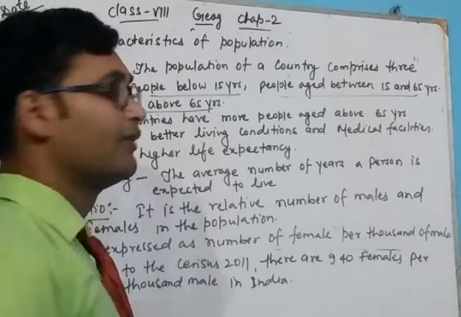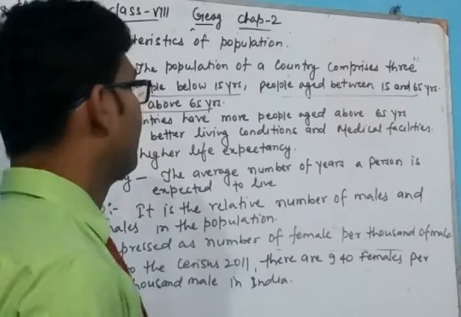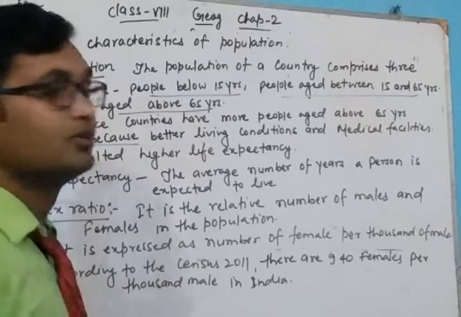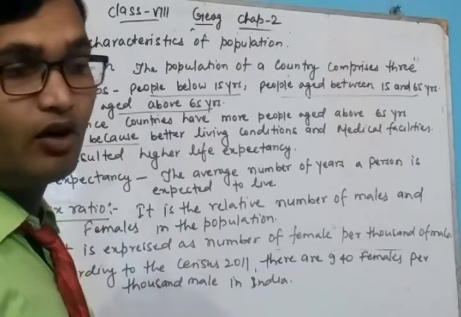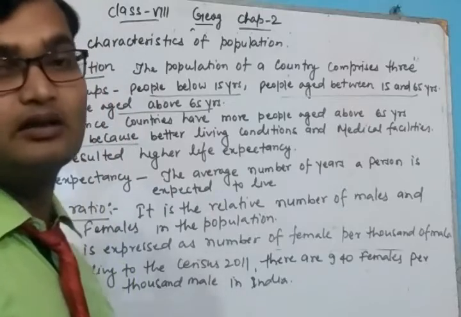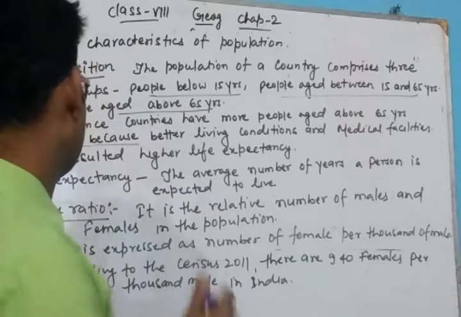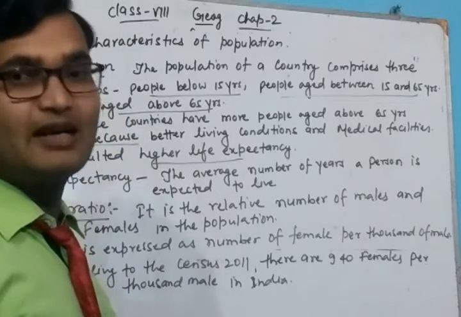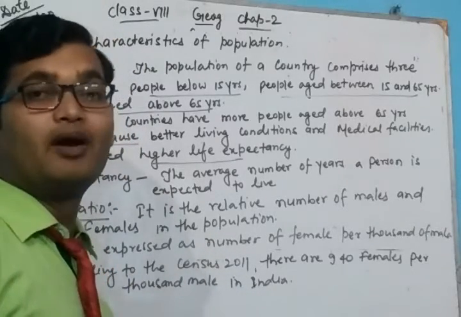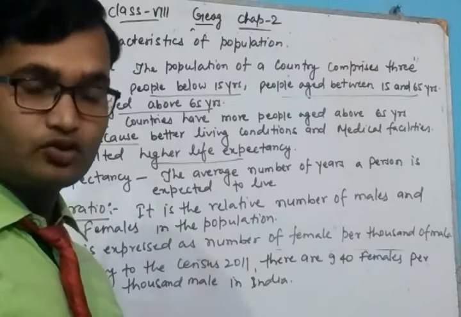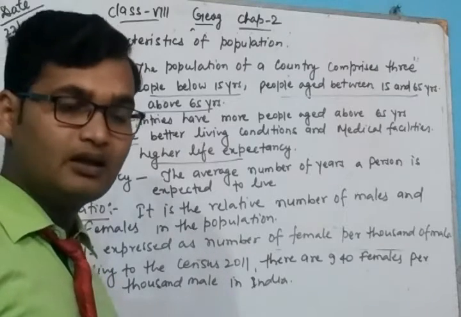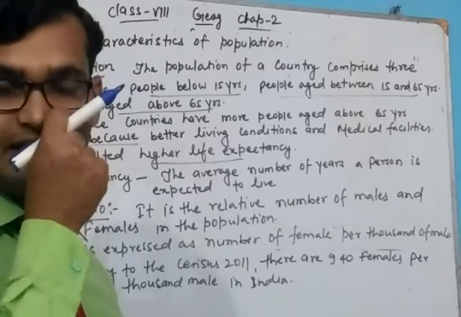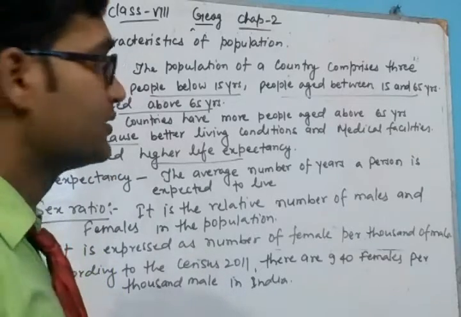But in advanced countries, there are more people aged above 65 years. This is because better living conditions and better medical facilities have resulted in higher life expectancy. If we look at advanced countries, there are a greater number of people above 65 years because they have very high living conditions and better medical facilities.